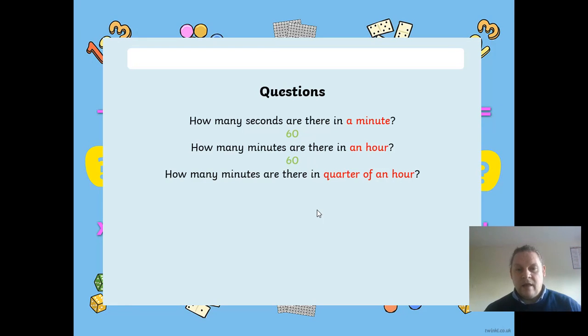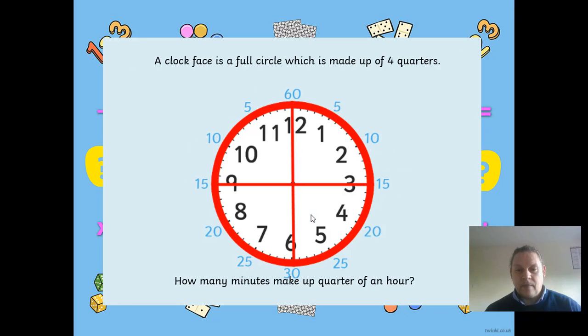How many minutes are there in a quarter of an hour? Well, we might not know this, but we should know it by the end. There are 15 minutes in a quarter of an hour. How many minutes are there in half an hour? Well, if there are 15 minutes in a quarter, we've got to double that. So it's going to be 30 minutes in half an hour.